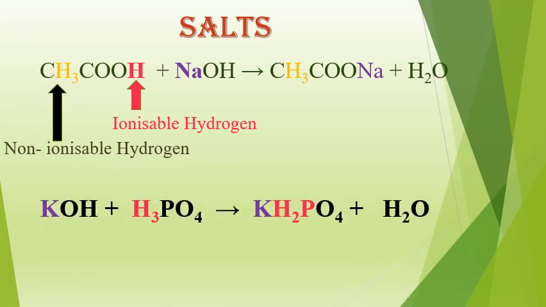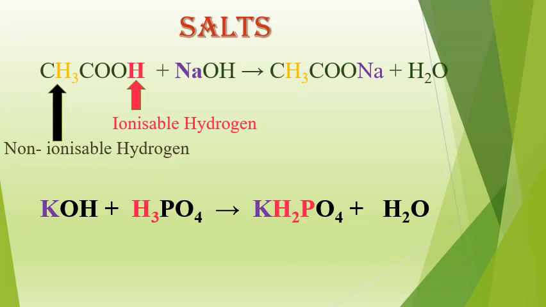Now we have another example here. Here potassium hydroxide is reacting with phosphoric acid, giving us KH2PO4, potassium dihydrogen phosphate, and water. Now phosphoric acid has 3 hydrogen atoms, and all these 3 hydrogen atoms are ionizable hydrogen atoms. Out of these 3 hydrogen atoms, all are not being replaced. Only one hydrogen atom is being replaced. By whom? By the potassium ion present in potassium hydroxide.